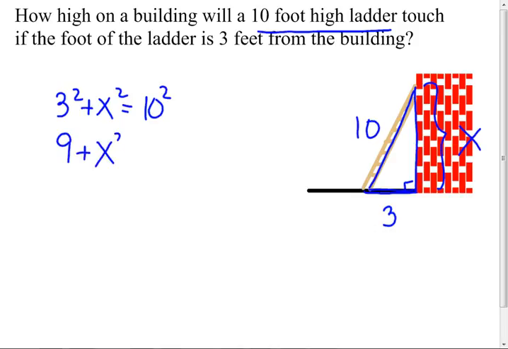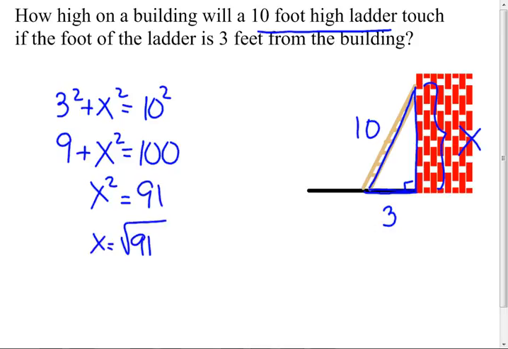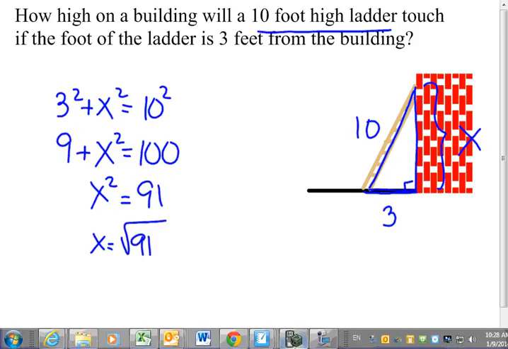Okay, Cole, are you doing this? Yeah, right now. If I subtract 9 from 100, how much do I get? Zach? What do I get here? 91. It's 10.440. Can it be bigger than the ladder? Zach? Can this side be bigger than the 10? No. So you did something wrong.